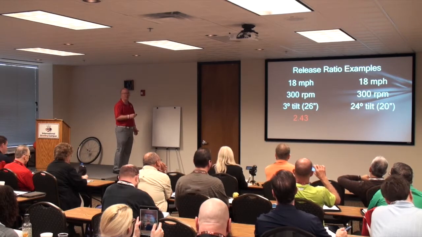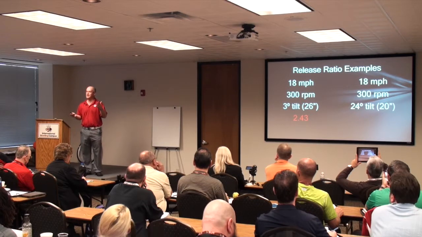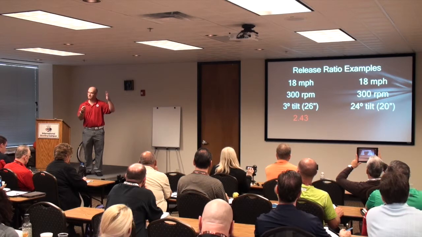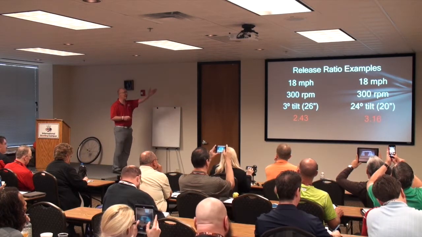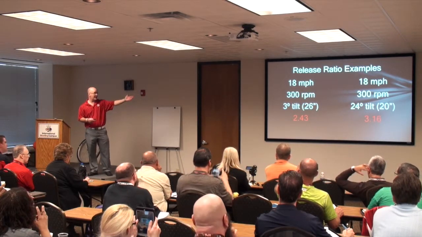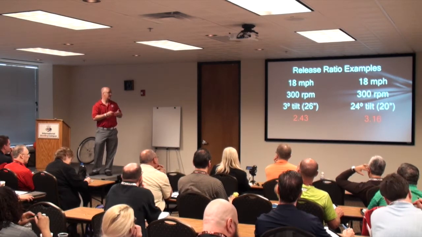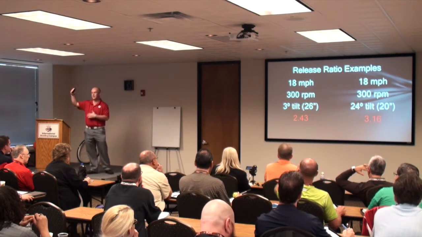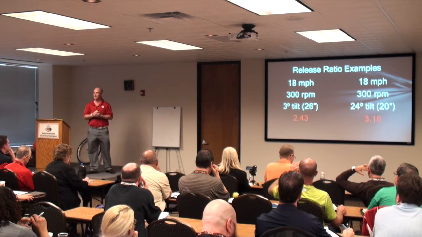But bowler A has a release ratio of 2.43. 2.43 means the ball is traveling down the lane almost 2.5 times as fast as it's spinning off the player's hand. Make sense, everybody? Then we have player B. So same 18 miles per hour, same 300 RPM, but because player A is covering 6 inches of track circumference more every single rotation, that release ratio is 3.16 versus 2.43. So now we have a 3-to-1 ratio as opposed to the 2.43 or 2.5-to-1 release ratio.